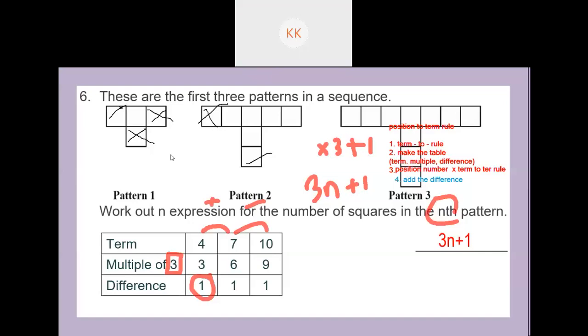So the position to term, we know it's a multiple of 3, right? Yeah. And then the 1 comes from the difference. The difference is the one that will make the term go back to its original number, something like that. Okay. Is it clear enough now?